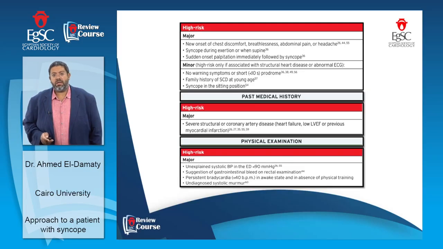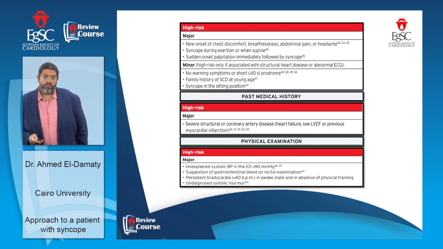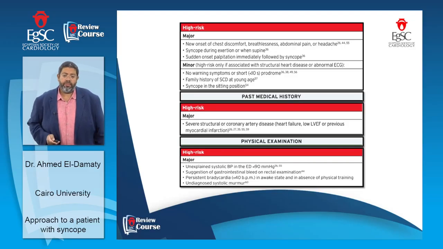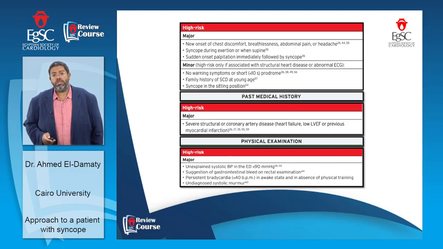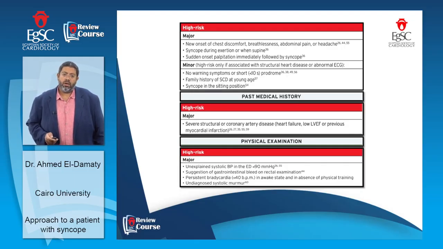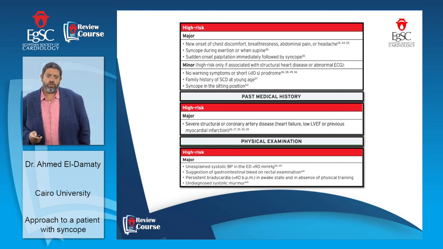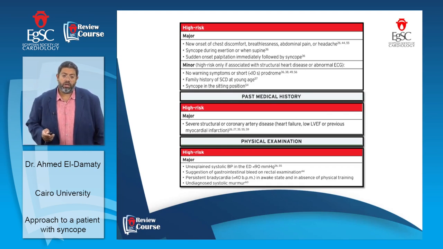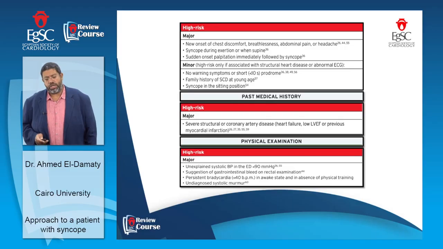So the major risk criteria you can obtain from the clinical history, from the physical examination, or from investigations, they all circulate around the fact that this patient has either a substrate for arrhythmia or a substrate for a structural heart disease like a remote myocardial infarction or an impaired ejection fraction.